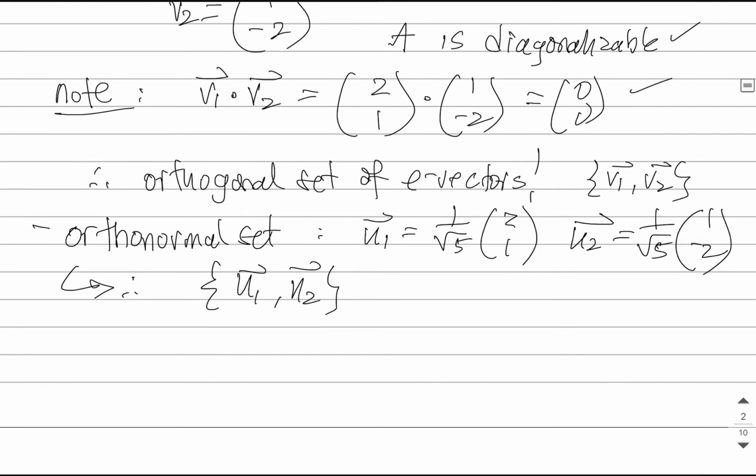Now, just again, to impress upon you why this is good, normally if you want to find an orthogonal set, you have to do Gram-Schmidt. But we didn't have to do that here. It was all built into our matrix.